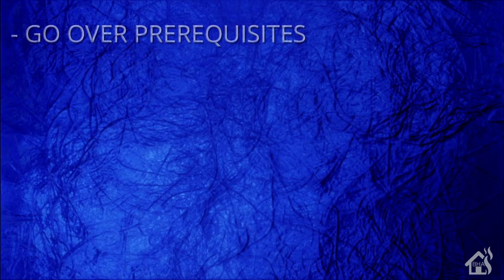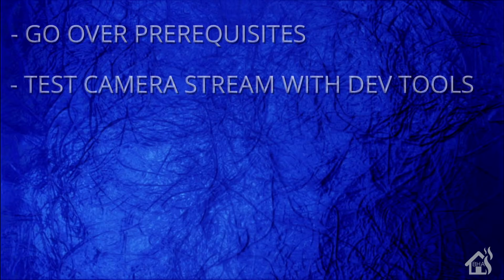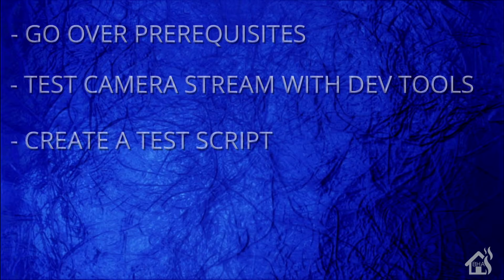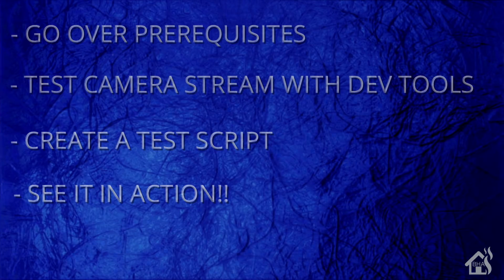So let's do a quick run through of everything we're gonna cover in this video. Of course, we'll start by going over just a couple of the prerequisites. Once we've done that, then we will test out the ability to use the camera stream just from the web interface using the developer tools. Once you confirm that it does actually work, then we're going to create a test script that we can then use, of course, with automations or whatever else, just to show you again how it will work with an automation in Home Assistant. And then lastly, we'll test out our test script and see how it works. So let's get started.